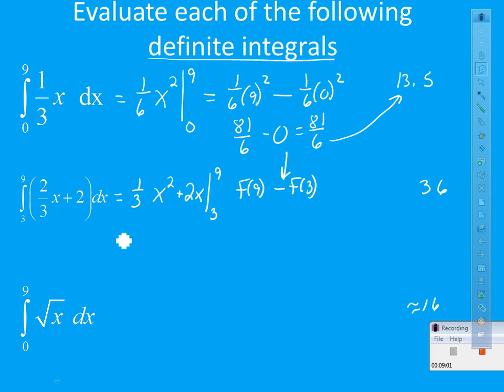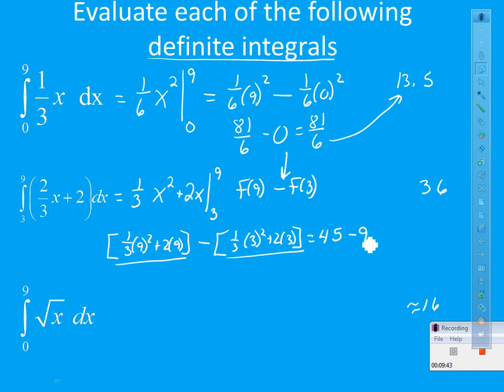So here's what I'm going to do now. I need to run 9 through there, and I need to see these two numbers. I'll show you why here in a second. I'm going to go 1/3 times 9 squared plus 2 times 9 minus bracket 1/3 times 3 squared plus 2 times 3. And when I run those through, this part right here, when I ran it through my calculator, I got 45. When I ran this through my calculator, I got 9. It tells me that the area is 36, just like we got a while ago.